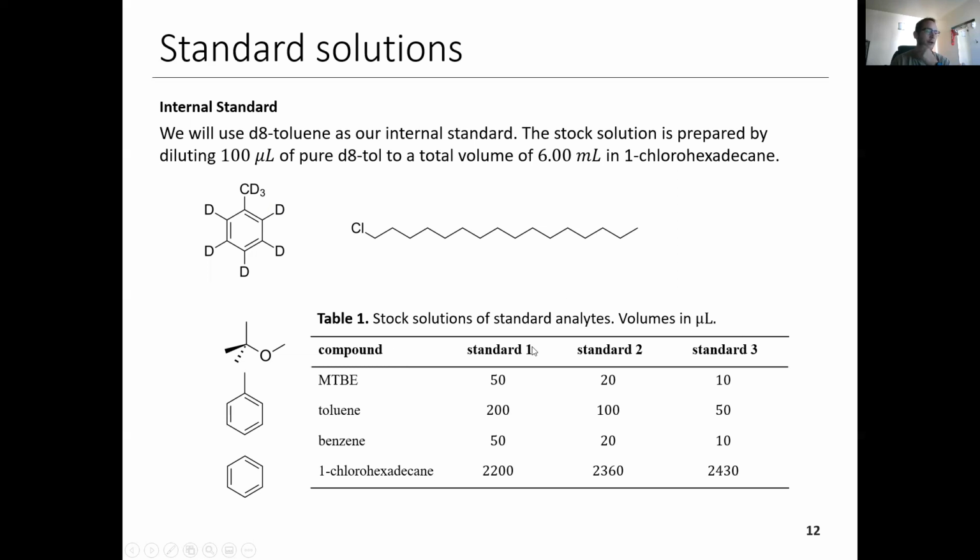So this is the table from the manual. It gives the volumes of each of these things in microliters, as well as this 1-chlorohexadecane, which is just our carrier solvent. In this case, it gets vaporized at the injection port, and it's not super important. It's basically just a way to dilute all of these things to proper concentrations.